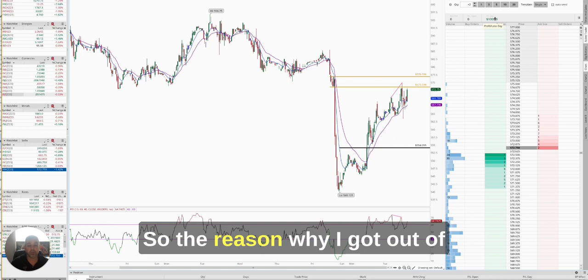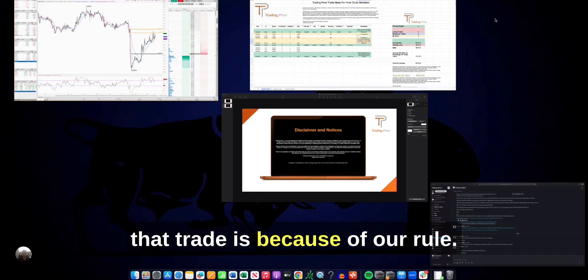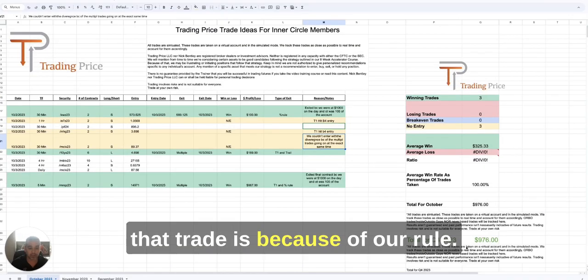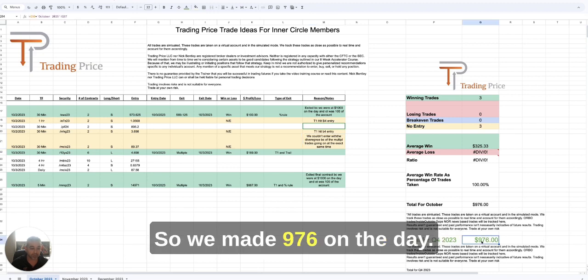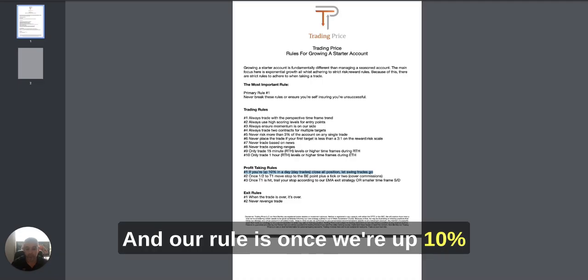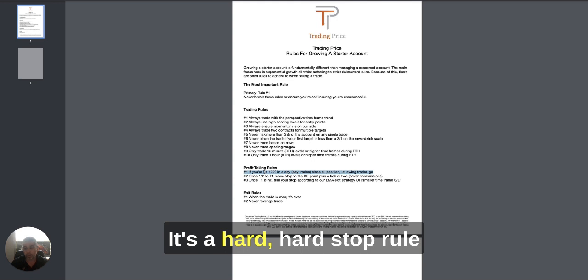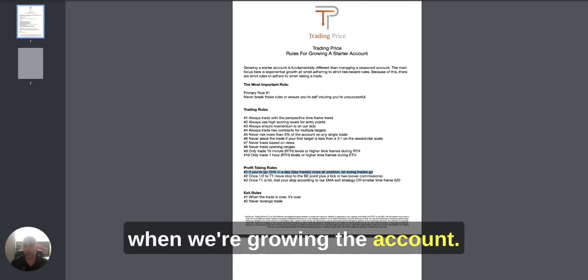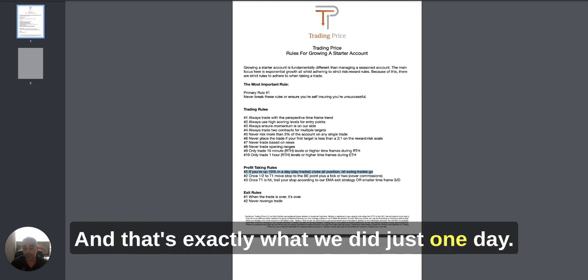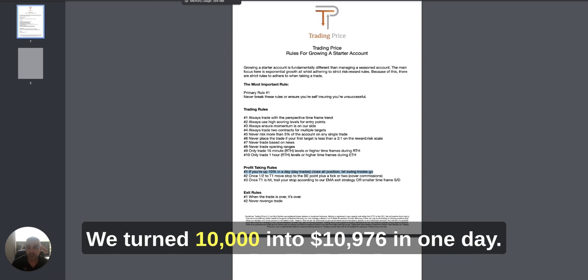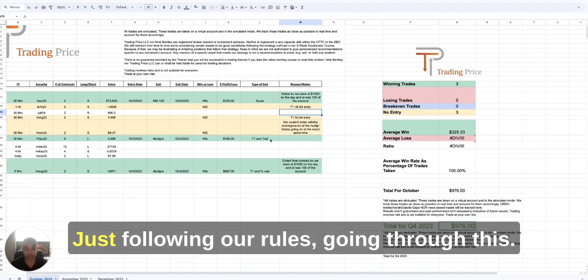The reason why I got out of that trade is because of our rule. So we made 976 on the day. And our rule is once we're up 10% in a day, we close all our positions. It's a hard stop rule when we're growing the account. And that's exactly what we did. Just in one day, we turned 10,000 into $10,976, just following our rules.